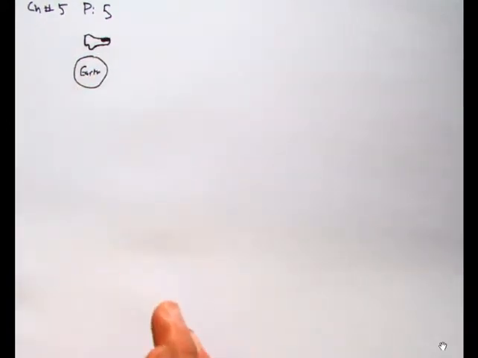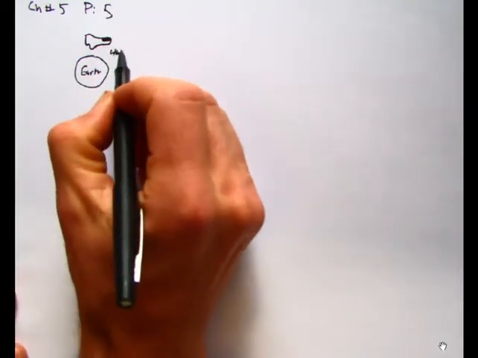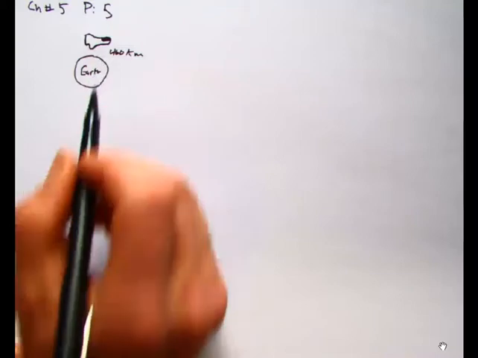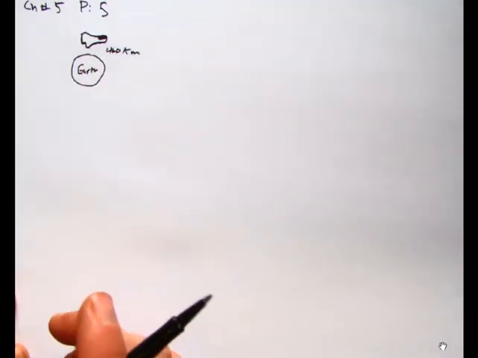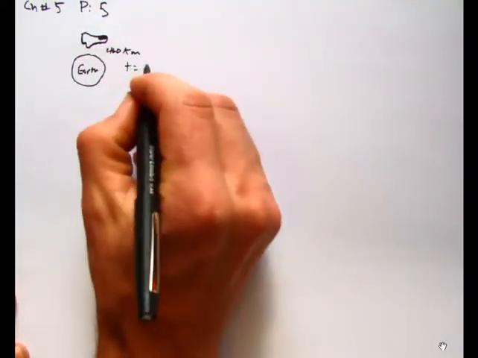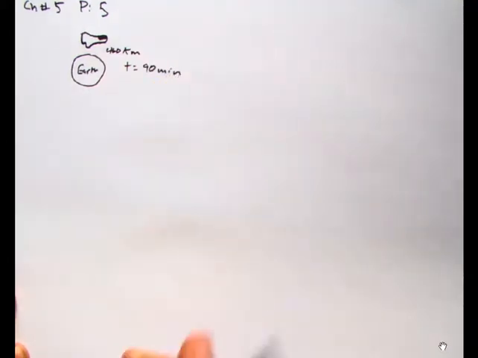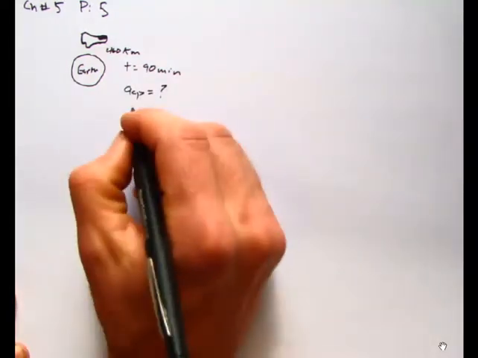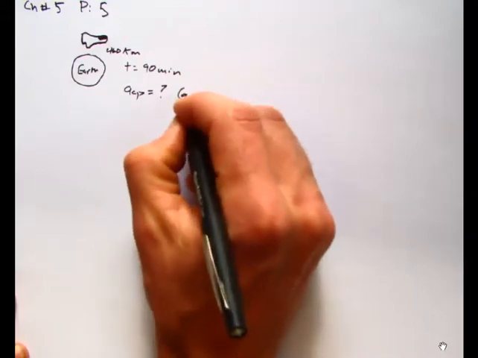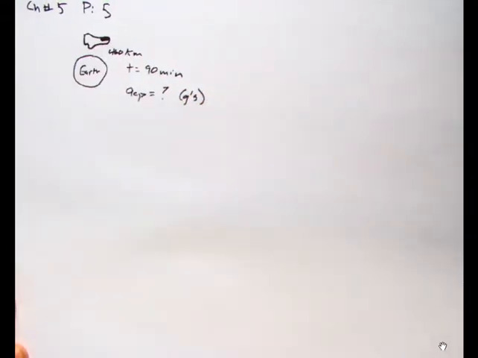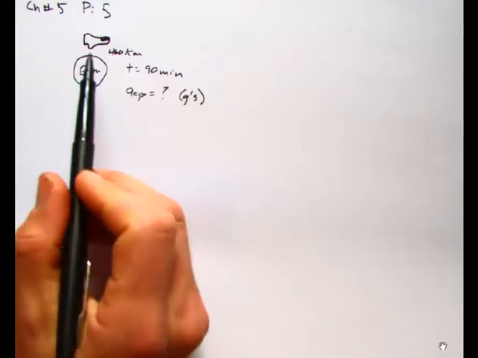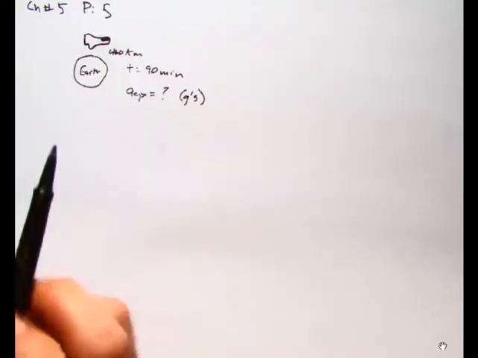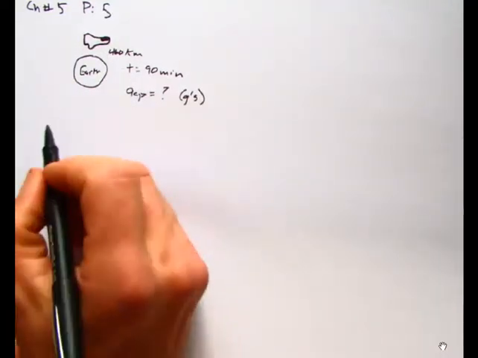Okay, space shuttle orbited above the Earth at an altitude of 400 kilometers, and it circles the Earth every 90 minutes. What is the centripetal acceleration of the space shuttle, and express that acceleration in G's? All right, good problem. So we got the Earth, the space shuttle in orbit. Let's find that centripetal acceleration.